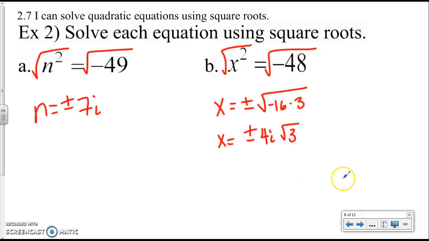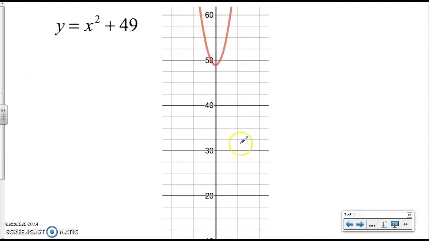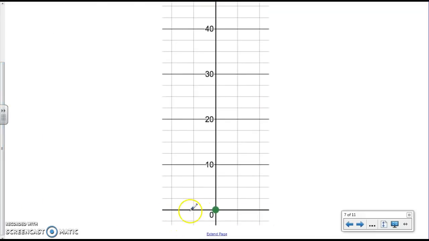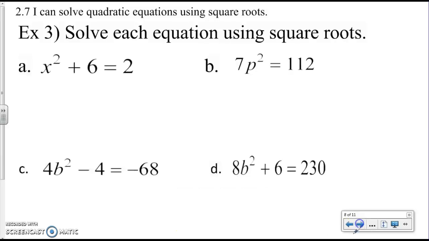Okay, so all I'm doing is taking the square root of both sides and then going back to what we did on Monday the 15th and simplifying those radicals. Okay, again, this one doesn't cross the x-axis. That's why we have an imaginary number. So if it never crosses, we won't have an x-intercept. Okay, let's do some more.